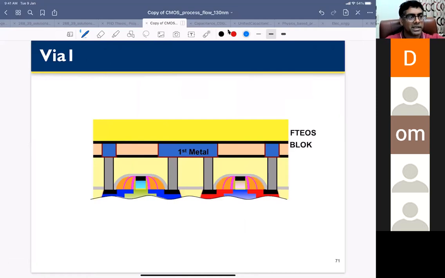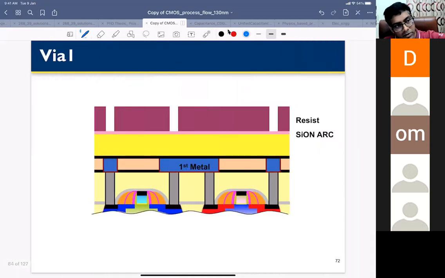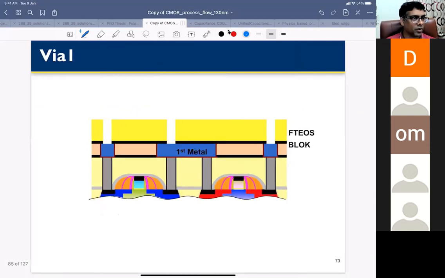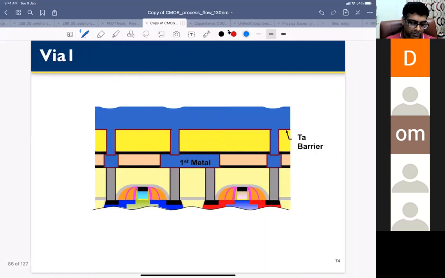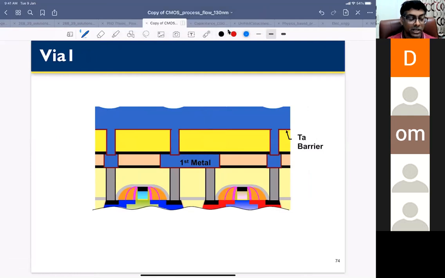So again, for via one, we'll do the same thing. We'll deposit dielectric, which is again interlayer dielectric, or intermetal dielectric in this case. You deposit dielectric, then you put your via mask and do the photolithography. Then you etch holes in the dielectric, and this is done by photolithography. Then you deposit your via metal.